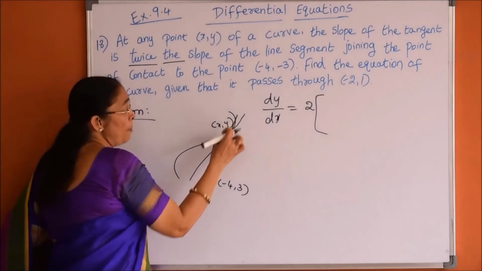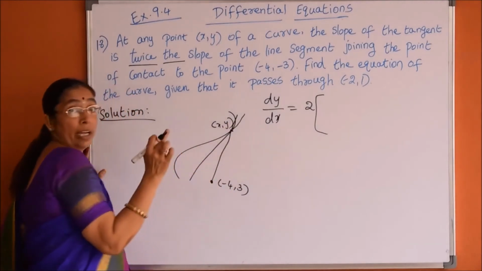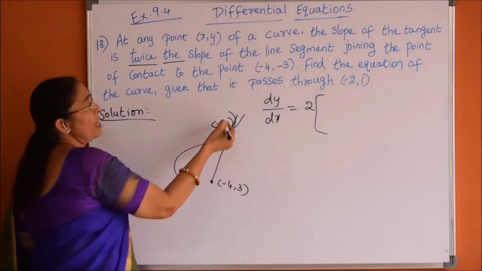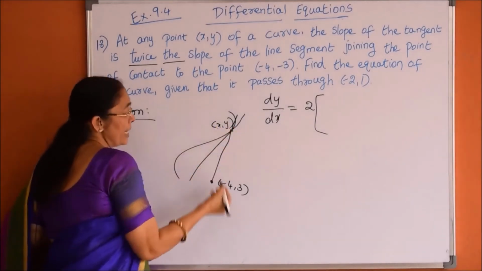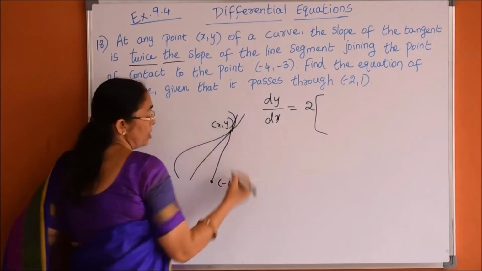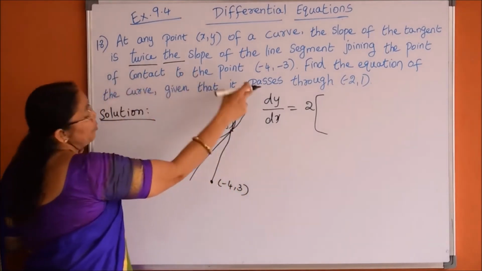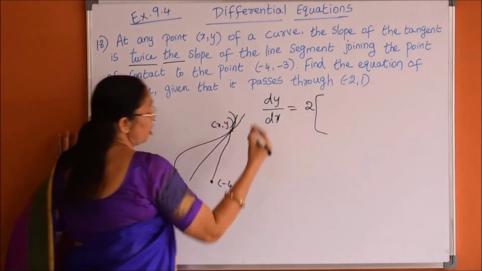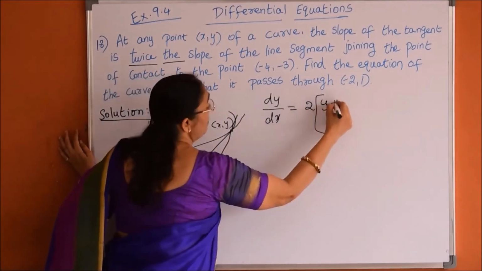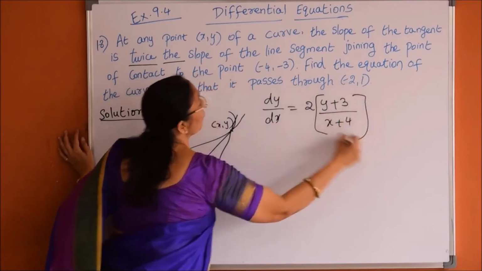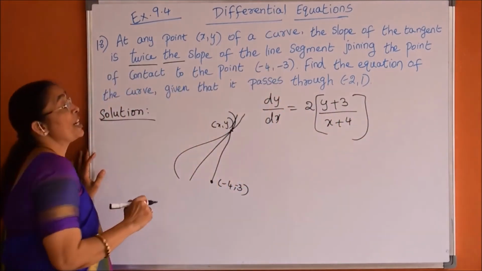So, what is the slope of the line joining 2 points x1, y1 and x2, y2? It means y2 minus y1 by x2 minus x1. Here the points are x, y and minus 4, 3. So, the slope of this line segment is y minus 3 divided by x minus minus 4, that is y minus 3 by x plus 4. So, we framed the differential equation.